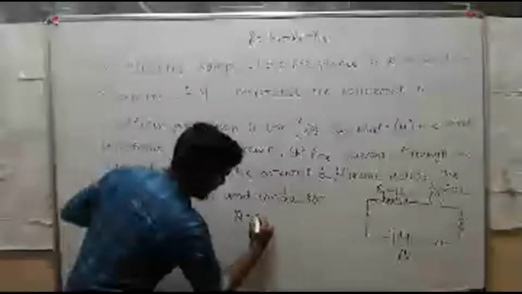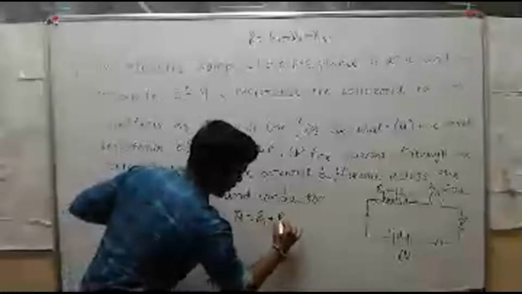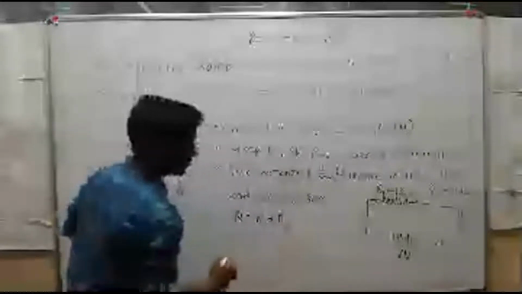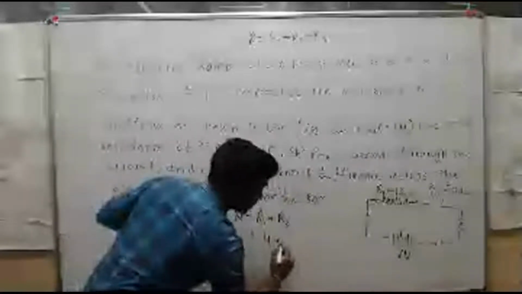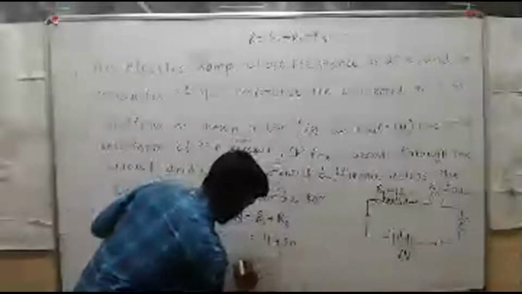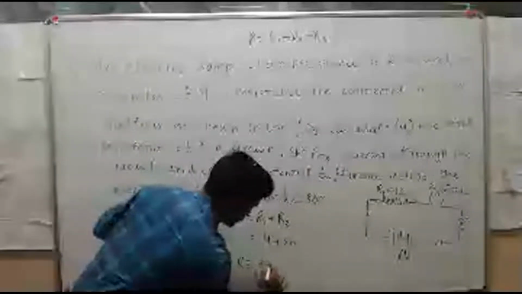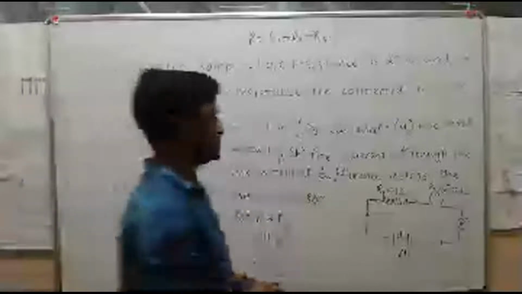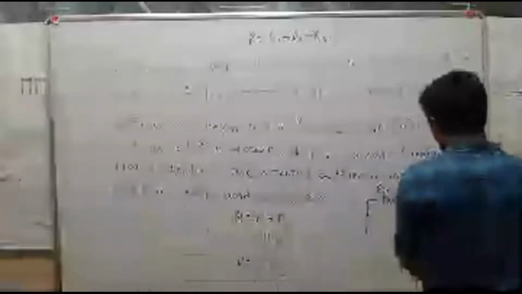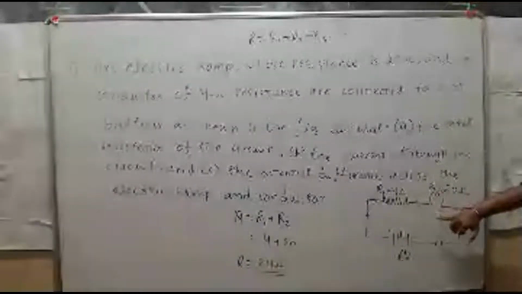Now, we know the formula. Here only two resistors are connected, so we can write R is equal to R1 plus R2. What is R1 value? That is 4. What is R2 value? 20. So R is equal to 24 ohm. So the total resistance in the circuit is 24 ohm. Now we can redraw this circuit.